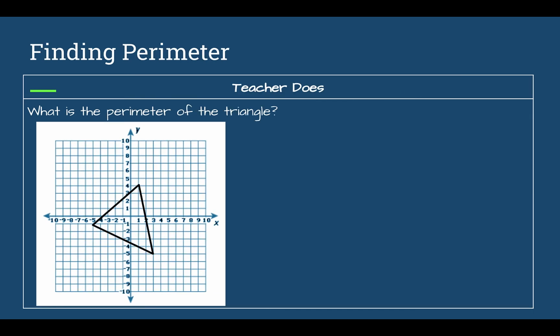Let's put our finding the distance between points into an application of perimeter. So what is the perimeter of the triangle? For this, I'm just going to use the Pythagorean theorem since it's already graphed for me.